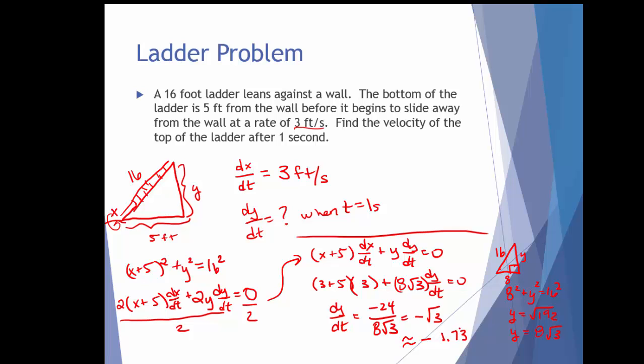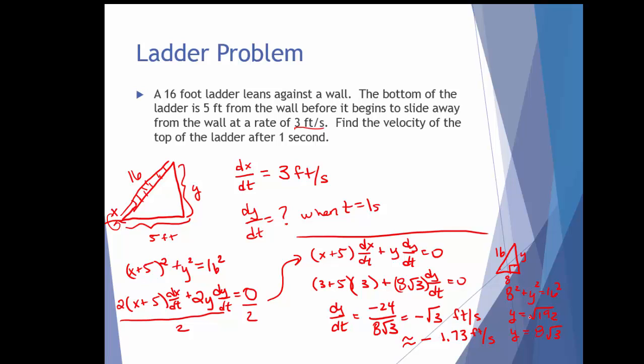You'll know whether or not you need a decimal approximation based on how the question is worded. If they want an exact answer, the exact answer is negative square root of 3. If they tell you to round to the nearest hundredth, the answer is negative 1.73. But we do need to get a label on here as well. So again, y is measured in feet, and your time is measured in seconds. So that's negative square root of 3 feet per second.